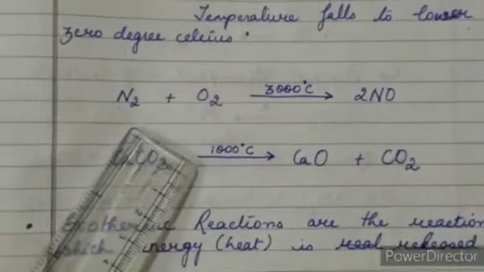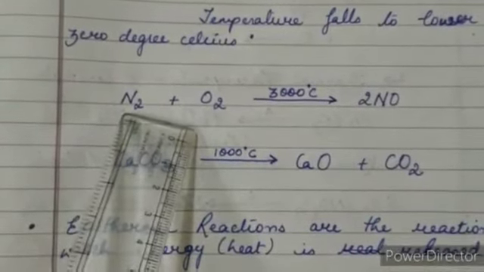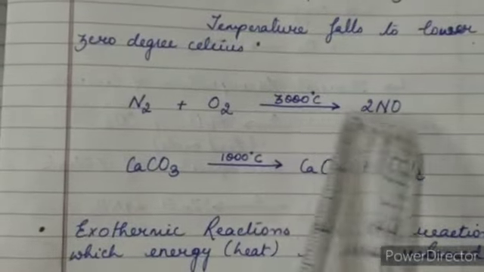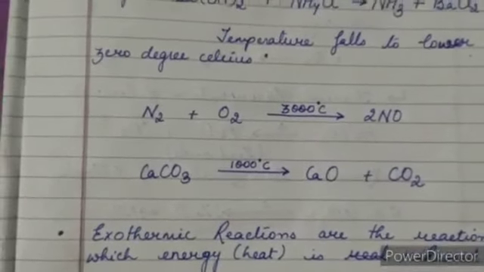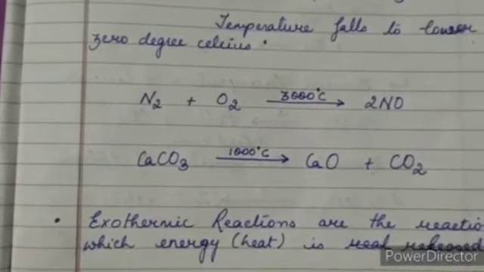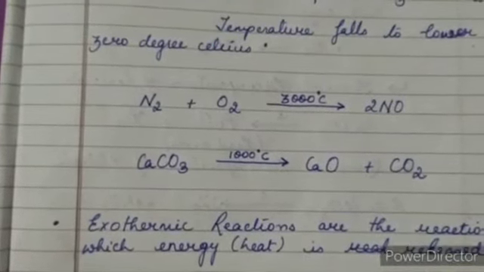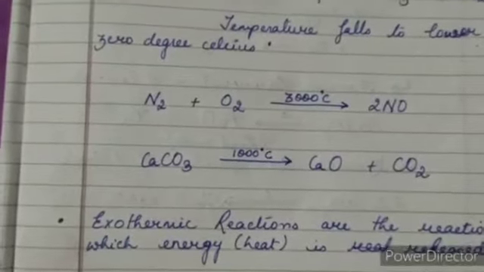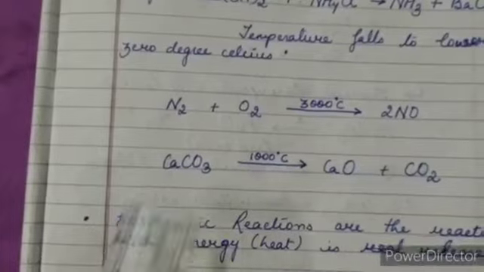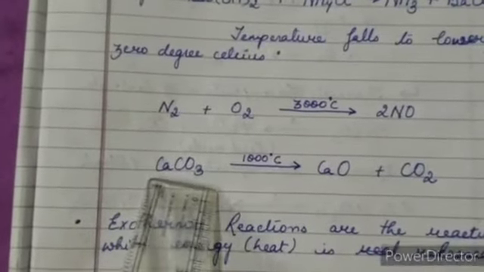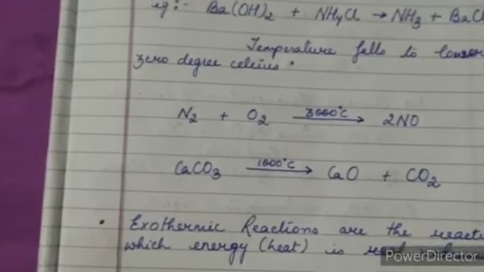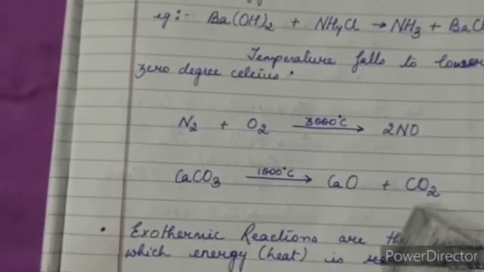Some other examples of endothermic reactions are nitrogen reacting with oxygen at around 3000 degrees Celsius to give nitric oxide. Now this particular reaction takes place in the atmosphere when an electric discharge, which is around 3000 degrees Celsius, combines nitrogen and oxygen in the atmosphere to form nitric oxide. Similarly, when calcium carbonate is heated to 1000 degrees Celsius, it breaks down to give you calcium oxide and carbon dioxide.